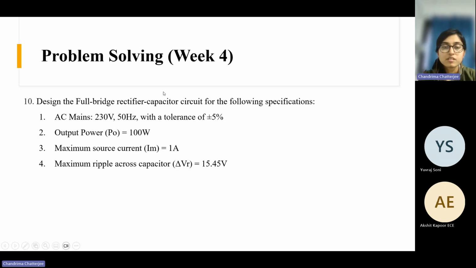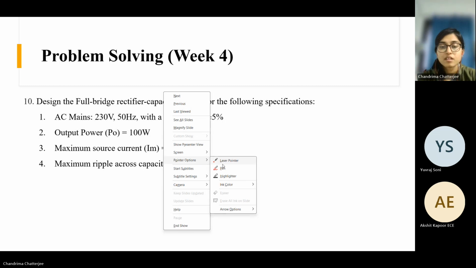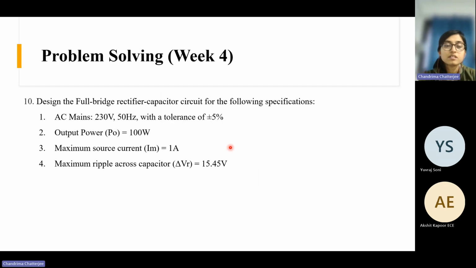So the problem was like this. When you are asked to design a diode bridge rectifier, these parameters will be given. First, the AC mains voltage. This is the standard AC mains voltage, 230 volt 50 hertz with a tolerance of plus minus 5%. So this 230 volt is the nominal value. It can go higher than this and lower than this, and that range is given as plus minus 5%.